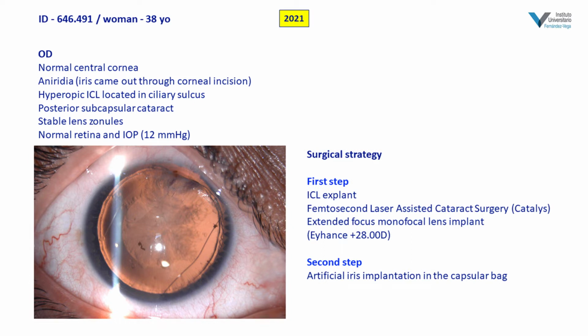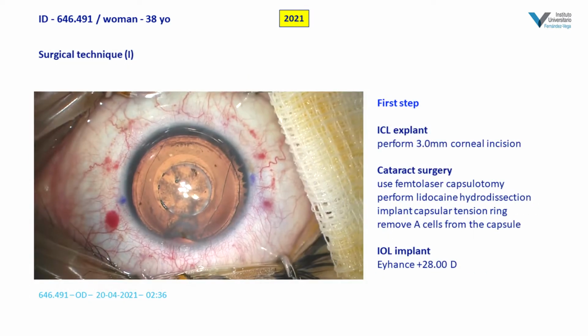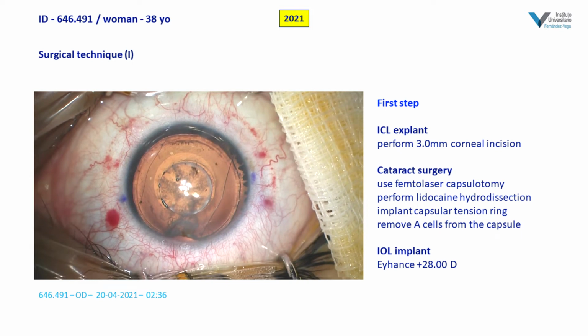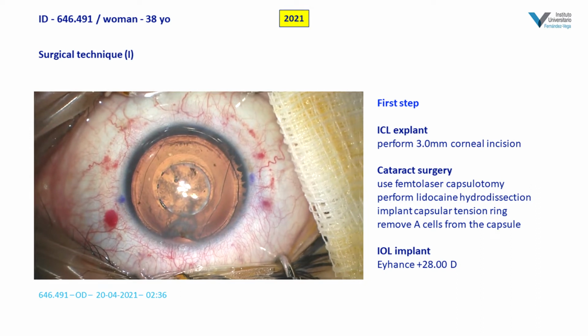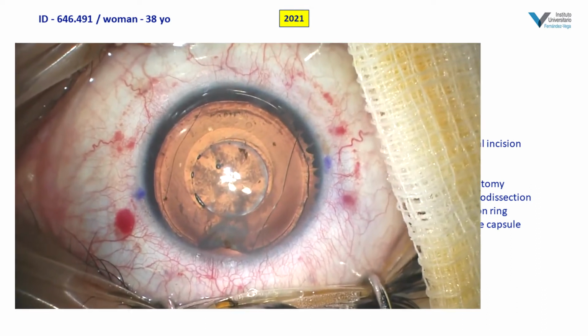In the first step, the ICL explant, femtosecond laser-assisted cataract surgery, and the implantation of an extended focus monofocal lens would be carried out. In the second, the artificial iris from HumanOptics would be implanted in the capsular bag. Before starting the first surgery, the absence of the iris, the phakic lens, the femtolaser capsulotomy, and the posterior subcapsular cataract can be seen. What was done during the surgery was the following.